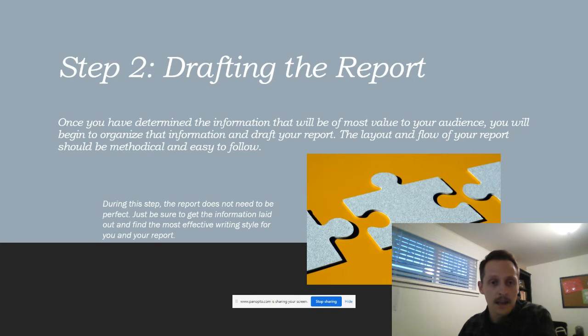The second step in creating a business report is, once you've done the planning, to draft the report. Once you know what information you're going to have in there, how you want to organize it, and who the audience is, you want to just get to work. Organize the information, put the information down, make sure the information is well communicated.